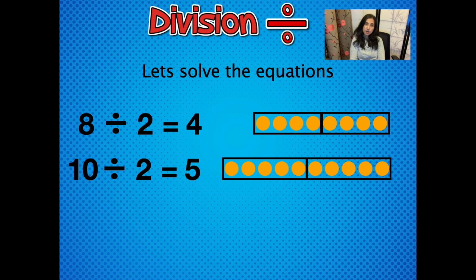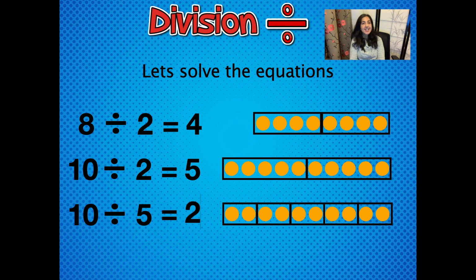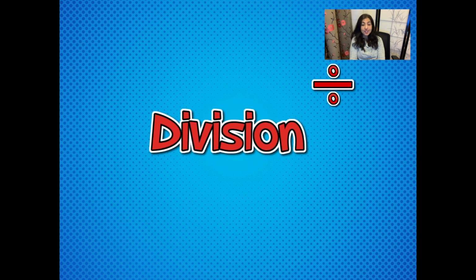Let's go to the last problem. 10 divided by 5. You've got 10 dots, and you need to split it into 5 equal parts. How many dots are in each part? Good job, you guys. Each part has 2 dots in it. So that is how we do divisions, okay?